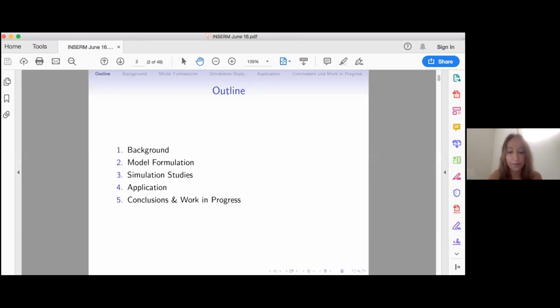Outline: background, model formulation, simulation studies, application, conclusion.